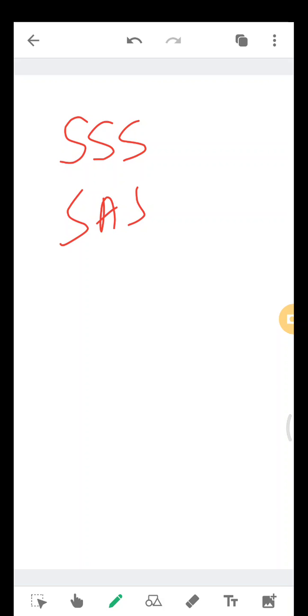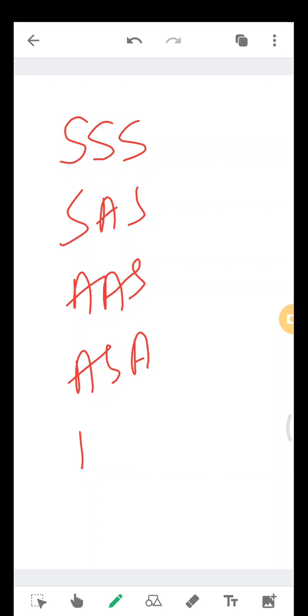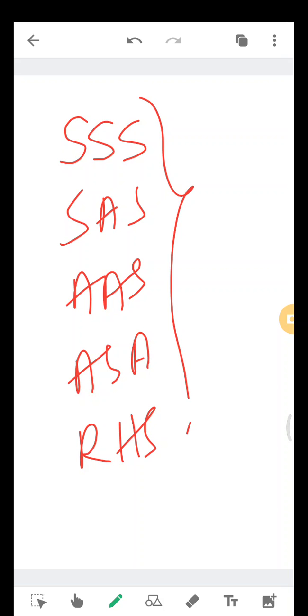How many congruency rules did we learn? We learned 5 congruency rules. One was SSS. Then we learned side angle side, AAS, ASA, and we learned about the RHS congruency rule. So all these congruency rules are used in the chapter quadrilaterals also.